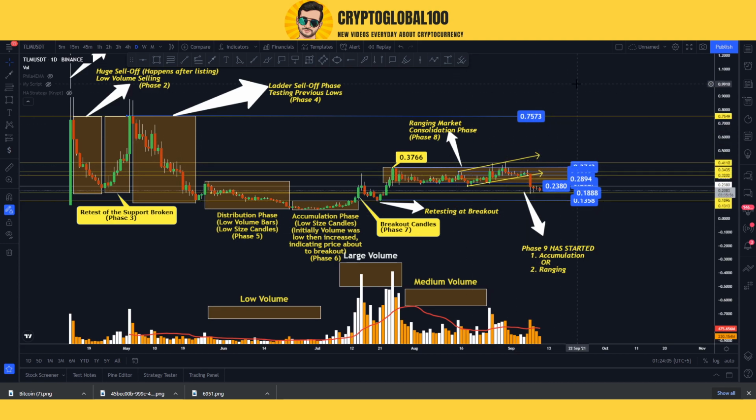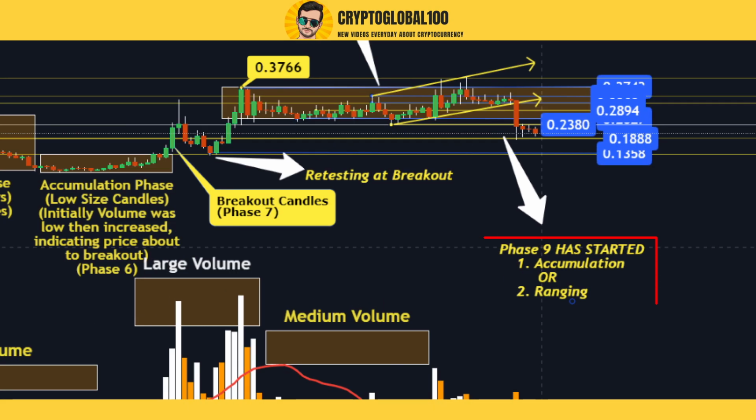You know all the details I have already mentioned in the previous video, but this would be a detailed video for the TLM coin. And I'm gonna talk about the 9 phases of TLM coin, Alien Worlds coin. 9 phases. The ninth phase has just started. You can clearly see here. If I show you this one, phase 9 has started. And what is it going to be? Either an accumulation phase or a ranging phase?